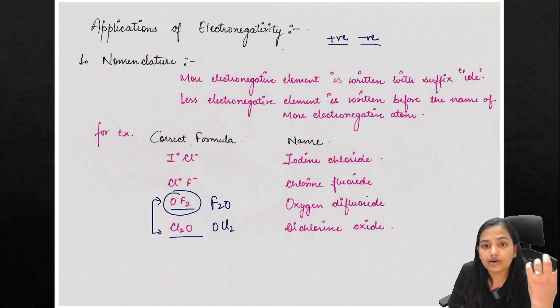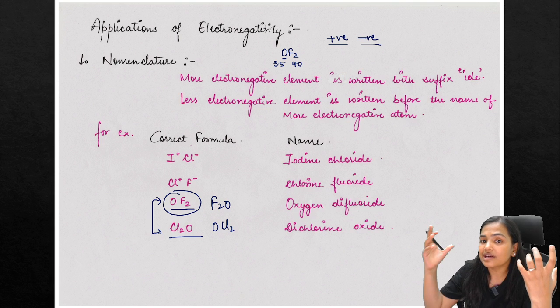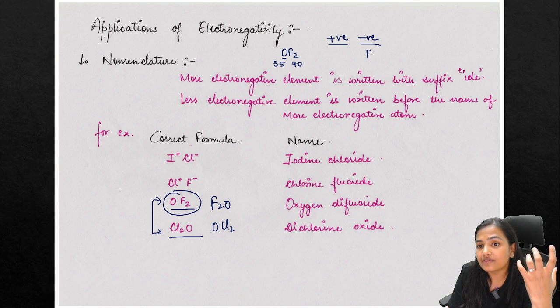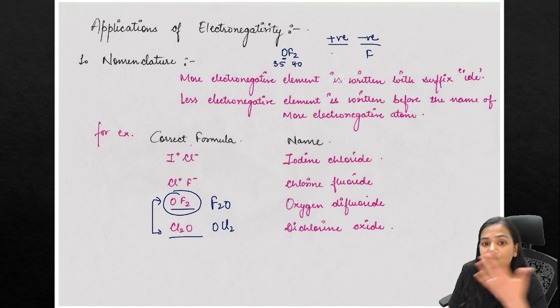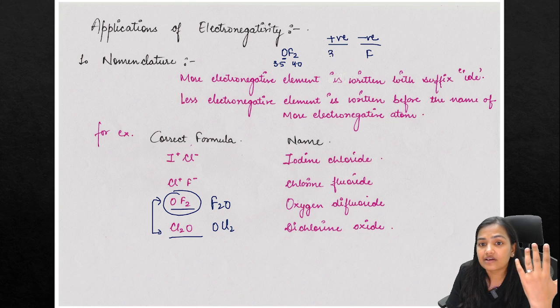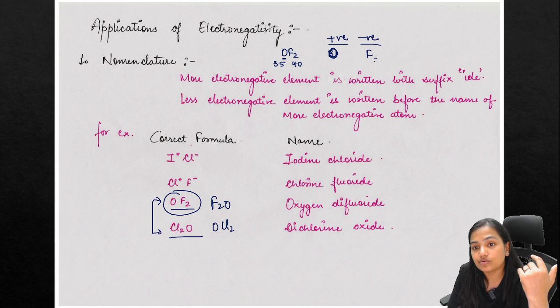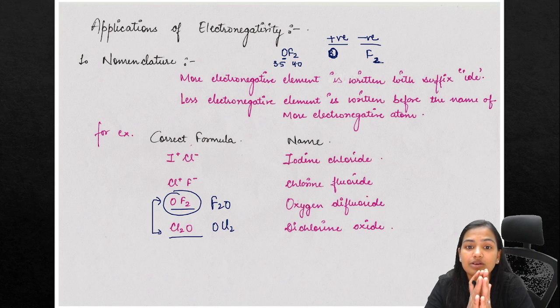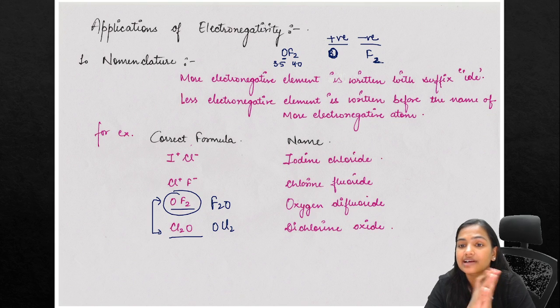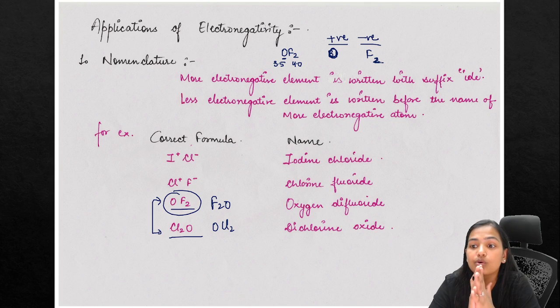So if I am talking about the OF2 molecule, in the case of O and F2, oxygen is 3.5 and fluorine is 4.0. So who is more electronegative? Fluorine. So fluorine will go on the right hand side and the oxygen, which is less electronegative, will come here. So what is the formula? OF2. So that's how we can only write it as OF2, we cannot write it as F2O. That will go wrong.